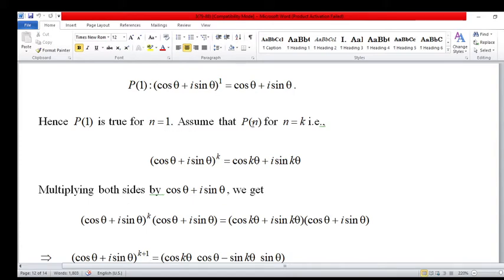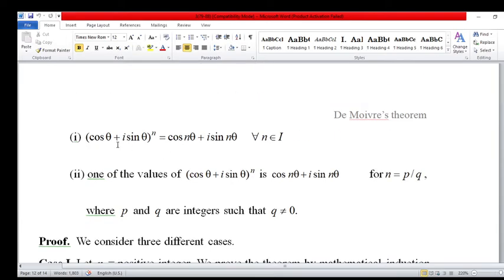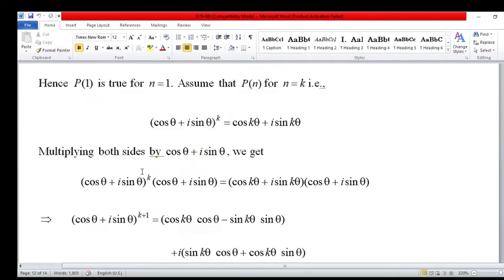Now assume that Pn is true for n equal to k. Coming back to the first condition, n is equal to k. Then Pk: (cos theta plus i sin theta) raised to the power k is equal to cos k theta plus i sin k theta. Here k stays the same, n is equal to k.